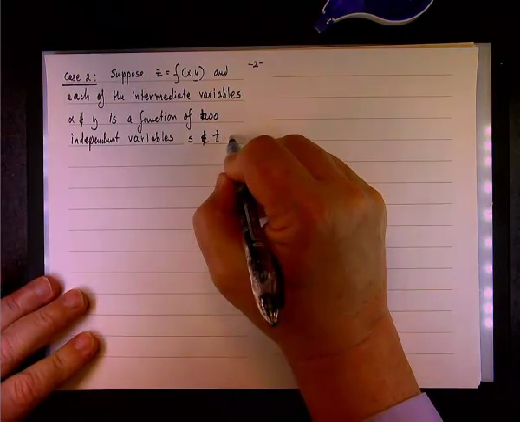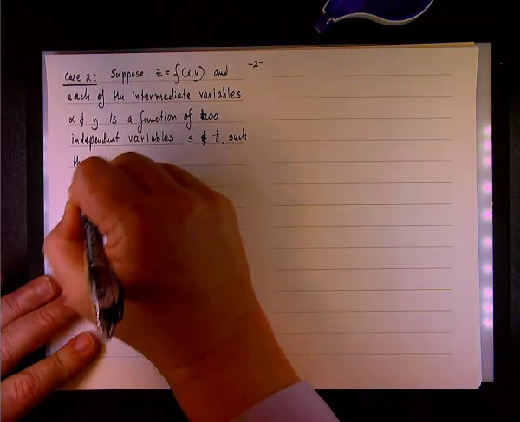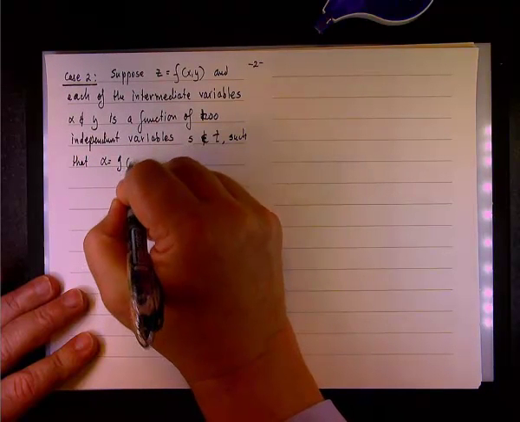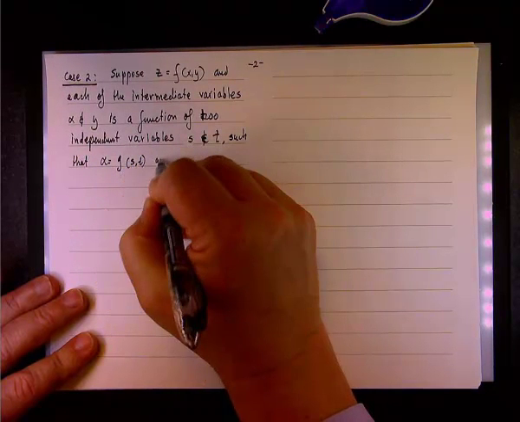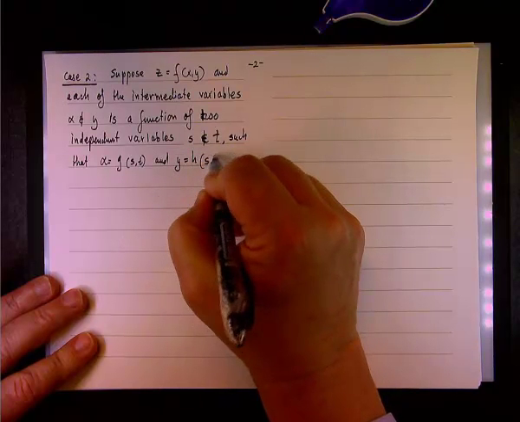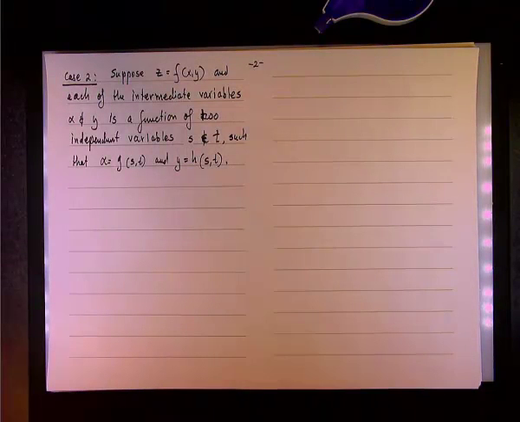Okay. Now we assume that everything. Let's, before we assume anything, such that x is, instead of g of t, is now g of s and t, and y equals h of s and t.